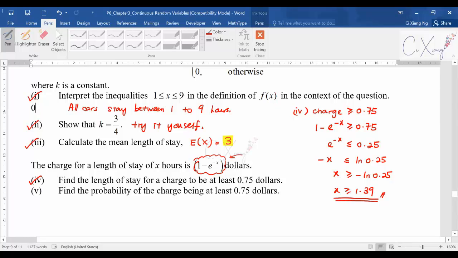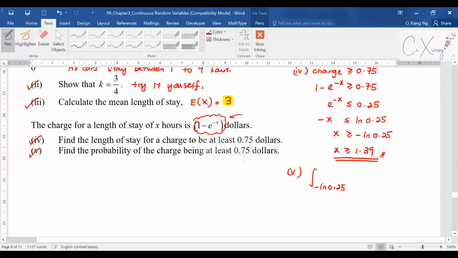All right. Then now, next one. They want you to find the probability of the charge being at least 0.75, that is from 1.39. So I keep it in the original value like this until the maximum hour, which is 9, because I want to get the probability. The function that I have here is 3 over 4 x to the power negative 3 over 2. This is the function given on top. Then by applying the integration technique yourself at this part, your final answer should be 0.774.